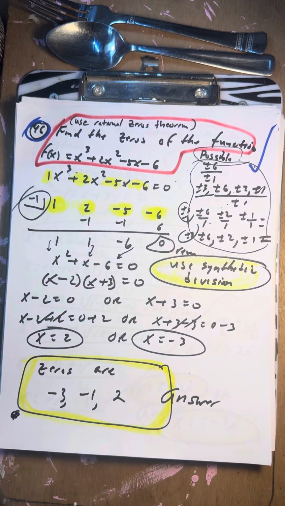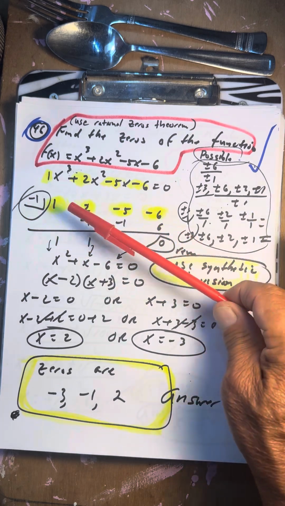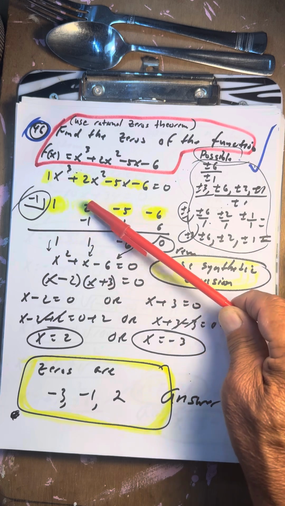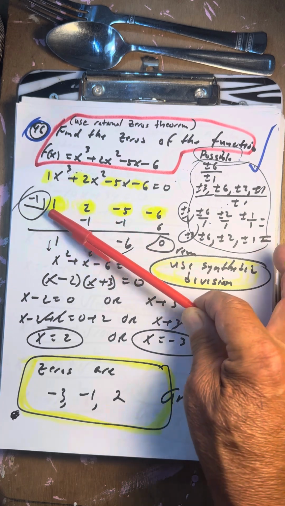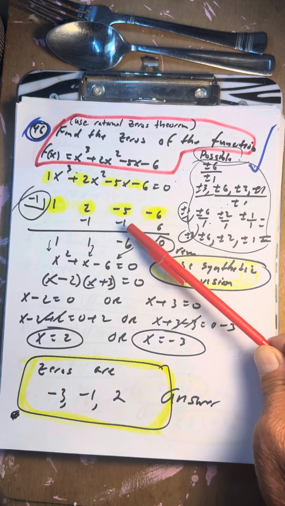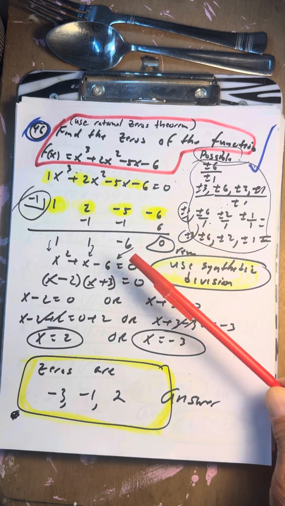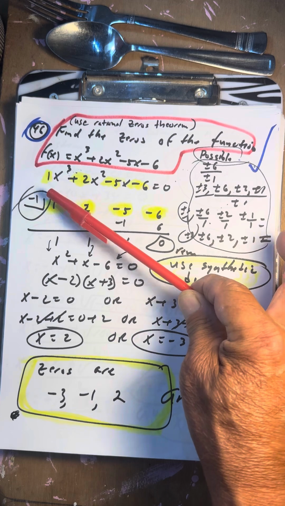But what? I'm going to try negative 1. Negative 1 in synthetic division. So I'm going to put 1 down here. Negative 1 times 1 is negative 1. Negative 2 minus 1 is... that turns out to be 1, negative 1. That's going to be negative 6. That turns out to be positive 6. 6 minus 6 is 0. So that is a root. There it is. That's a 0 right there.